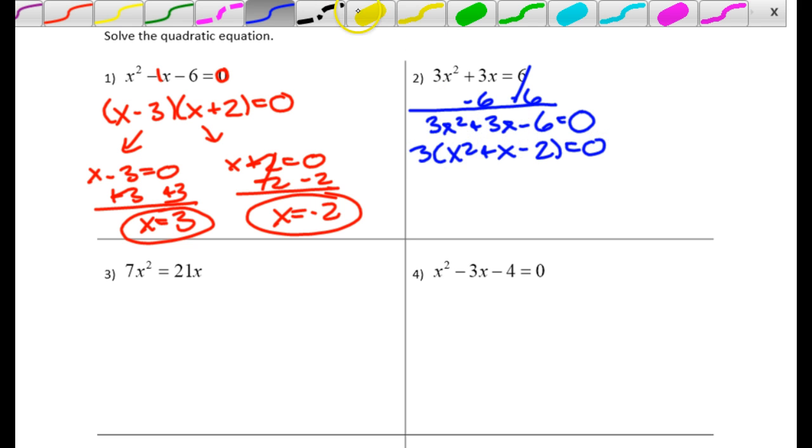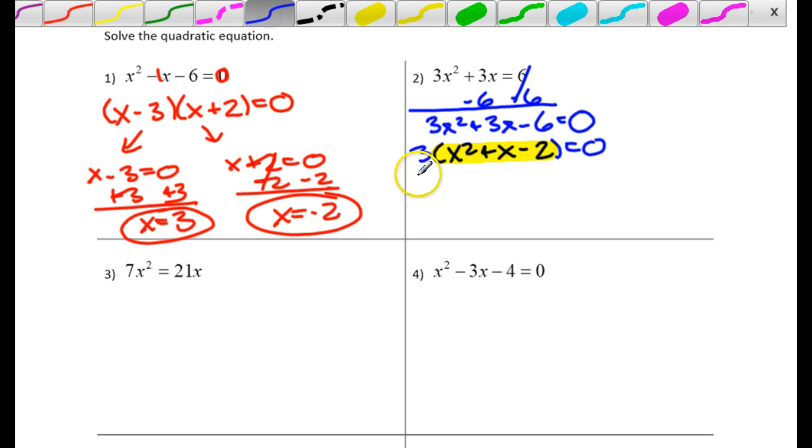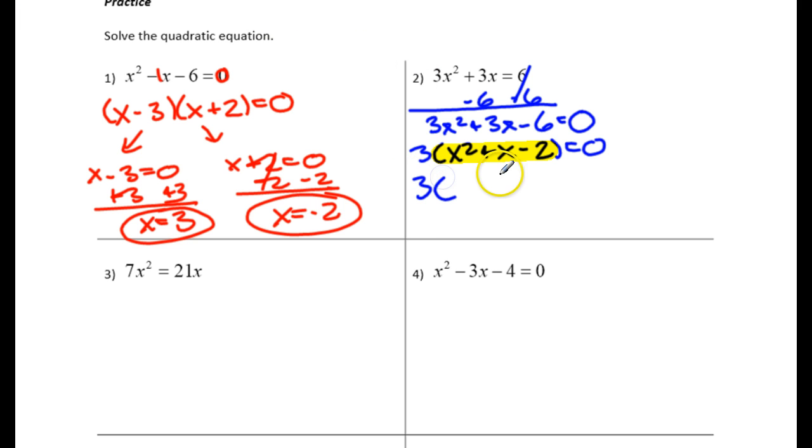So you see, now if I just focus on here, I can factor that very easily. The 3 is here, but if I factor x squared plus x minus 2, the way I will get that will be positive 2 times negative 1. Makes negative 2. 2 plus negative 1 is positive 1. Alright?